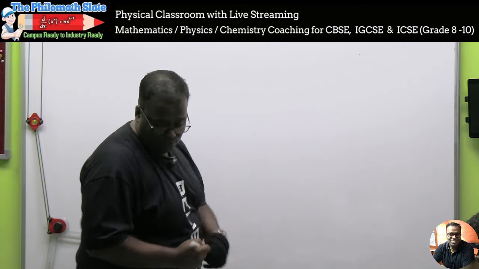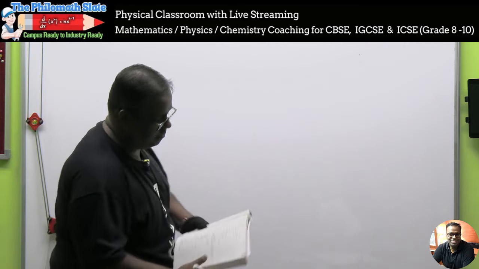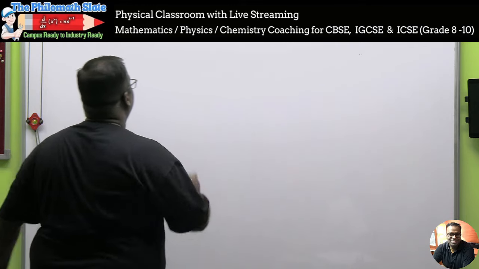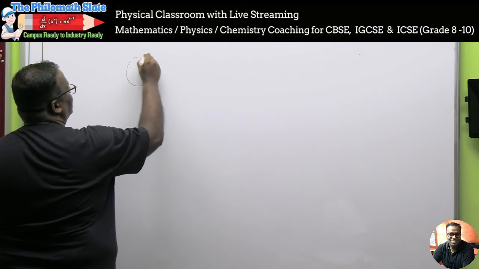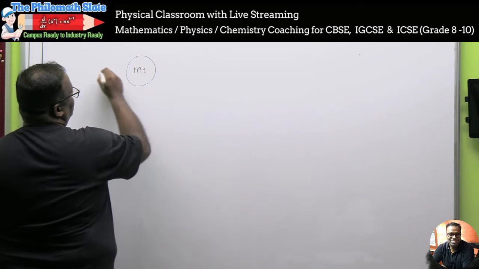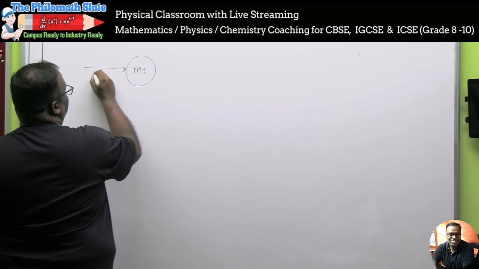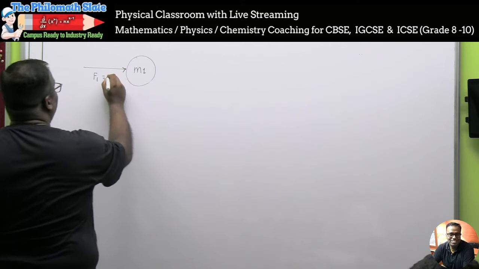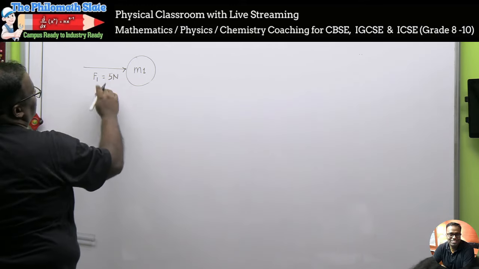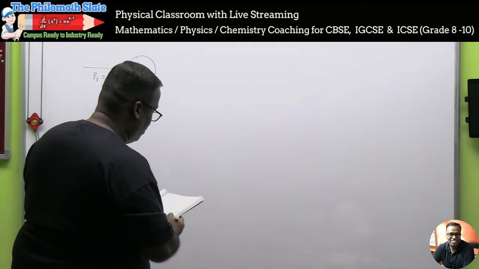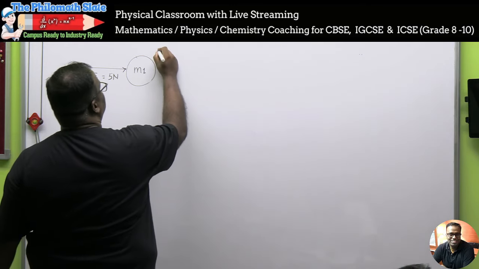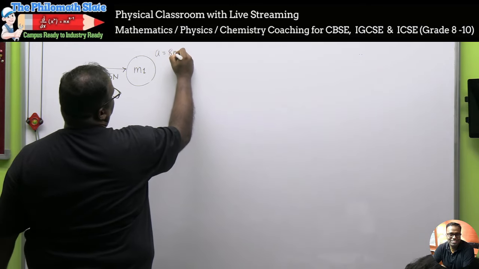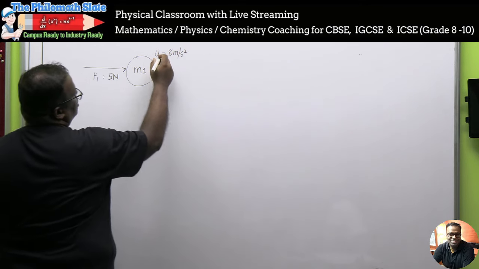A force of 5 Newton. ठीक है, बहुत सुंदर. आइए. So we have a mass m1, और इस पे कितना लग रहा है? There is a force, say F1, which is equal to 5 Newton. A force of 5 Newton acts on a body of mass m1 and this body gains an acceleration of 8 meter per second square. So A1 is 8 meter per second square.